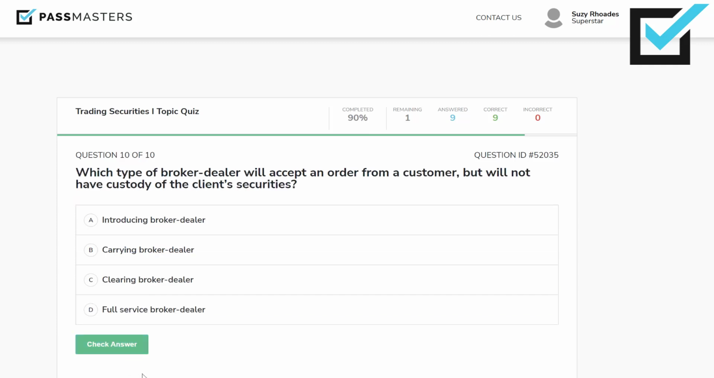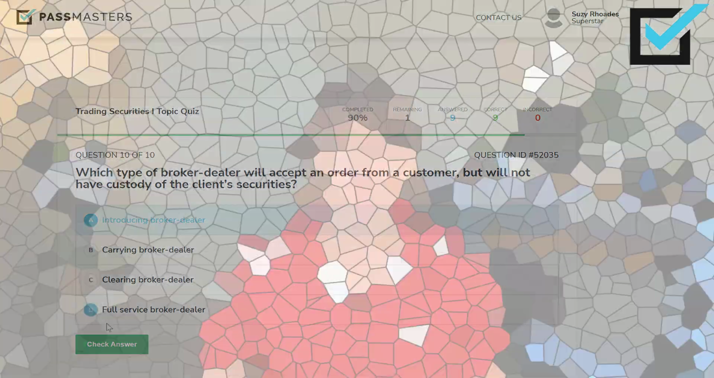Which type of broker-dealer will accept an order from a customer but will not have custody of the client's securities? This is describing an introducing broker-dealer. It is the carrying or clearing broker-dealer that would have custody.